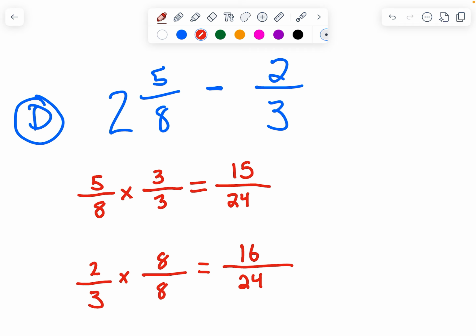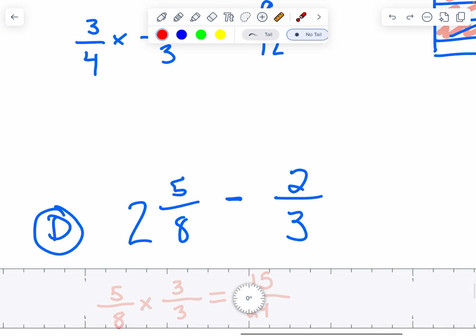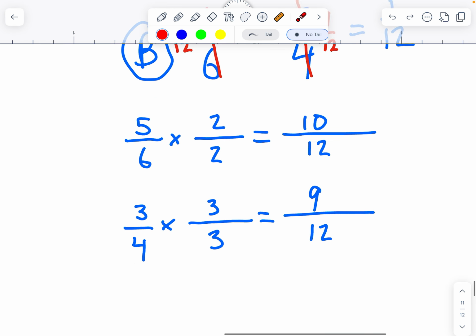Okay, now here's where we have to be so careful. Which one of these, oops. Oh, I don't know why that just came up there. Get out of here. We don't want you there. What are you doing? Get it gone.